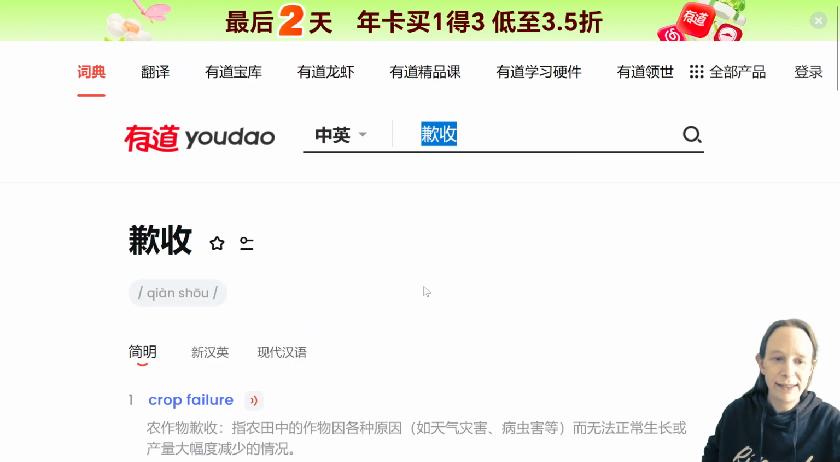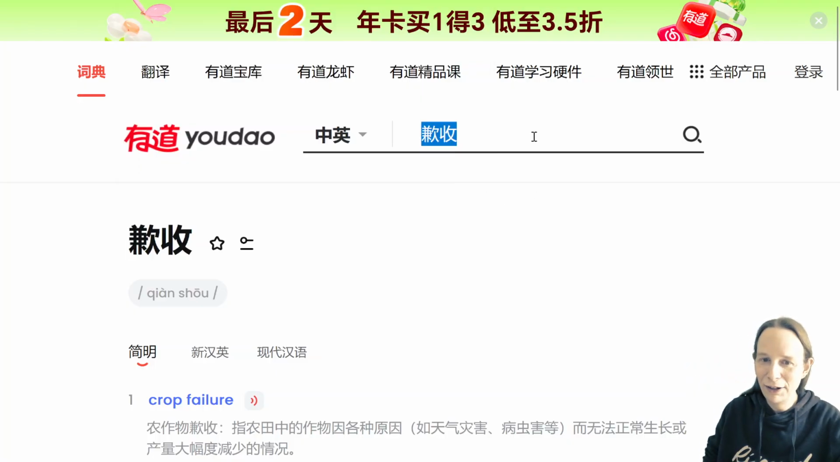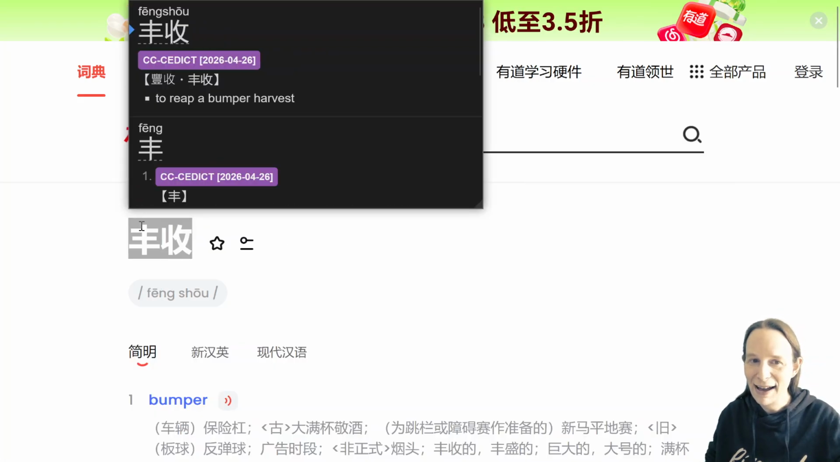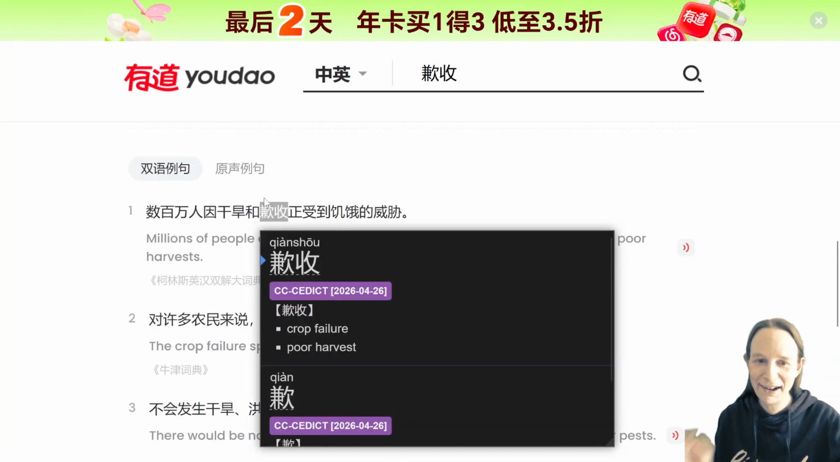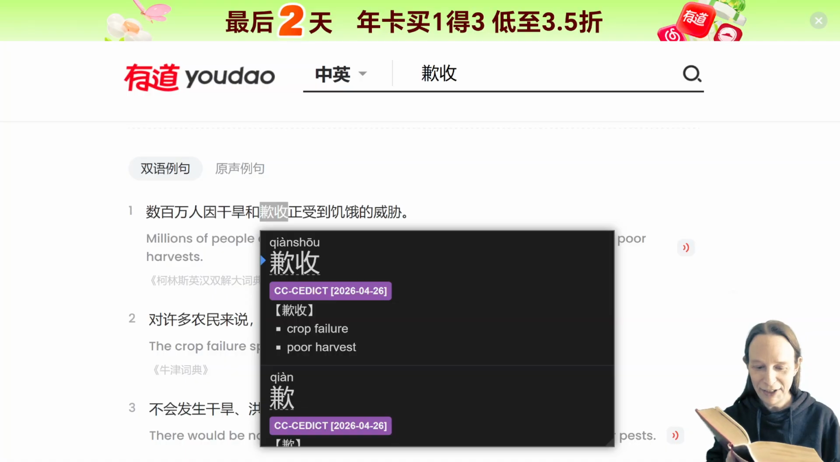Okay. 欠收. I don't know this word. 欠收. Crop failure. Oh, maybe it's like a regretful harvest. So the antonym is 丰收, bumper harvest. So regretful harvest. Oh wow. All right, that's interesting. Oh, okay, that's the second definition. I didn't mention the second definition. The second definition is 收成不好.